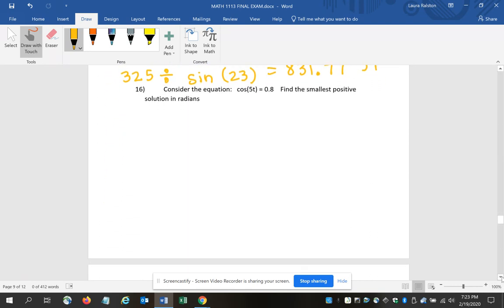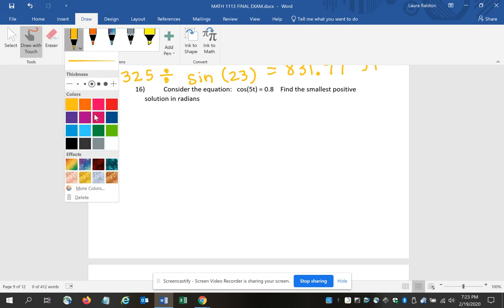16 says, consider the equation cosine of 5t equals 0.8, and it wants you to find the smallest positive solution in radians. One of the things that jumps out at me about this particular problem as we begin is that it's 5t, which in trigonometry we call a multiple angle, because it's not just plain old t, it's 5t.